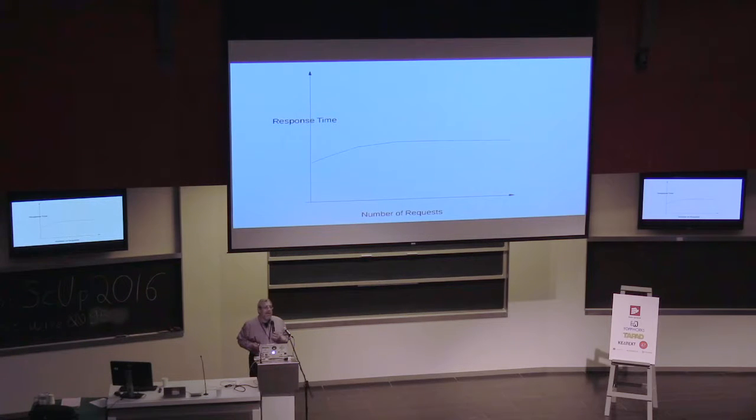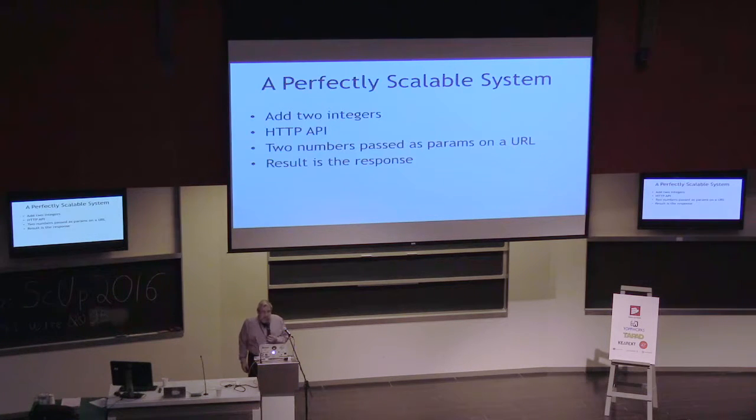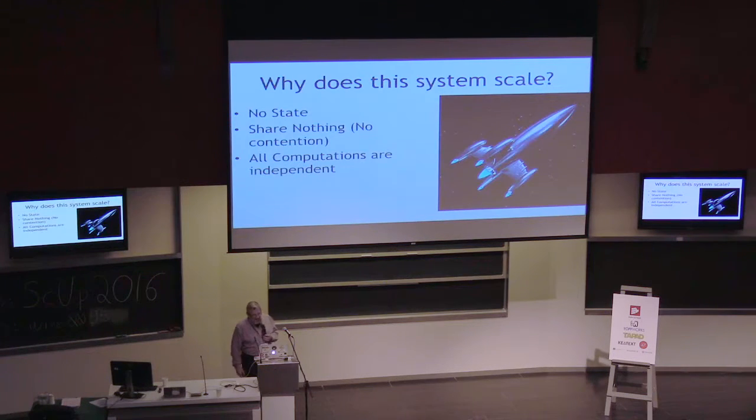So what would a perfectly scalable system actually look like? Is there an example of one? Well, let's go sufficiently simple that we can actually prove that something is highly scalable. We add 2 integers. We write a service that can add 2 integers sent over, let's say, an HTTP API. The API is not that critical, but let's assume the 2 numbers are passed as parameters on a URL. The result is the response. Seems like it should scale pretty well, right? Now, I don't know if anybody's actually put this into production, but we'll get a little more complicated later.